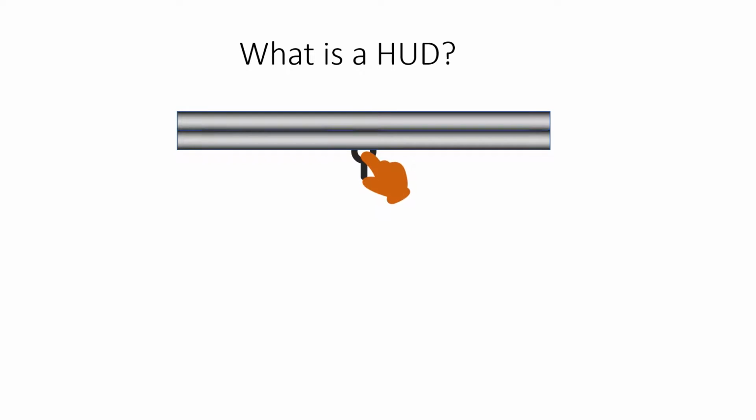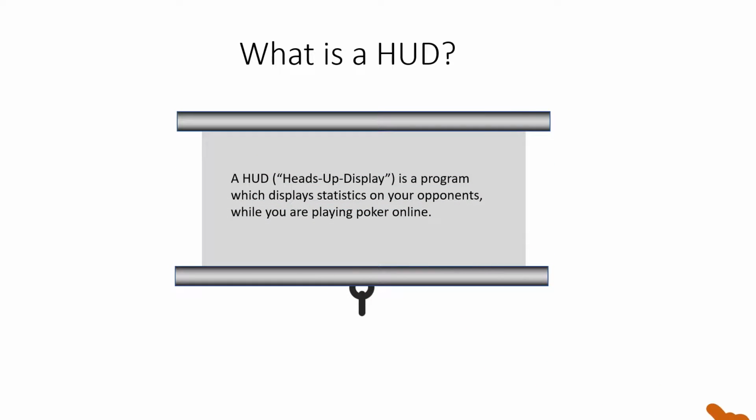So, what is a HUD? A HUD is a program which displays statistics on your opponents while you're playing poker online. The HUD displays statistics from hands that you played in the past, and you can select which of these statistics are shown on your HUD. Therefore, when you're playing online poker, you have access to this information. More importantly, after your poker session, you can go into your HUD and look for important pieces of information.